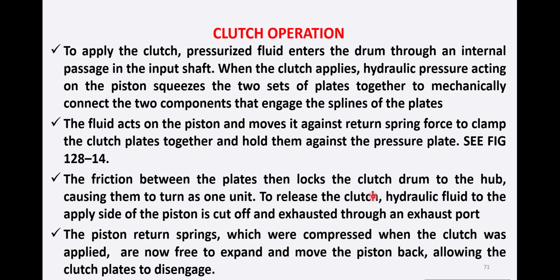To release the clutch, the hydraulic fluid to the applied side of the piston is cut off and exhausted through an exhaust port. So we stop the supply of hydraulic fluid to the clutch assembly, and with the return spring action and the absence of hydraulic pressure, the piston returns to its original position. The piston return springs, which were compressed when the clutch was applied, are now free to expand and move the piston back, allowing the clutch plates to disengage.